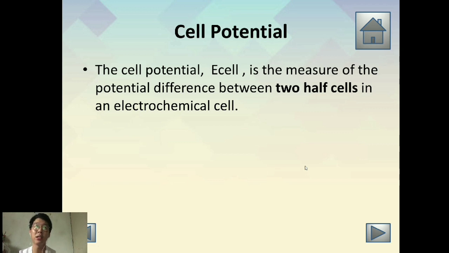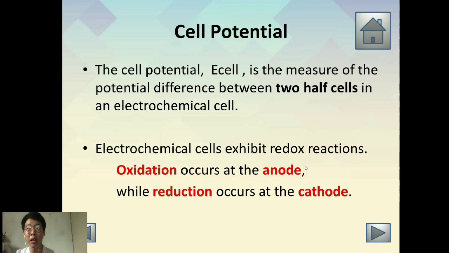Next, the cell potential is the potential difference between two half cells in an electrochemical cell. The electrochemical cell exhibits the redox reaction, in which oxidation occurs at the anode and reduction occurs at the cathode.